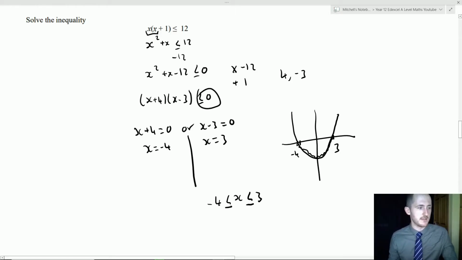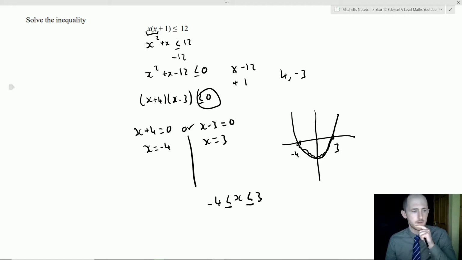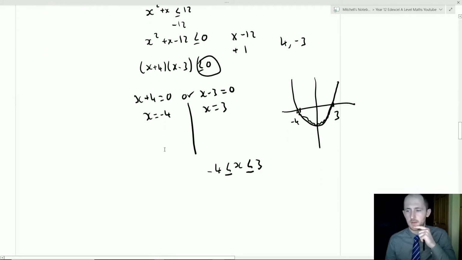So far, I'm thinking this isn't too bad. Not too bad. I think that was actually pretty quick.